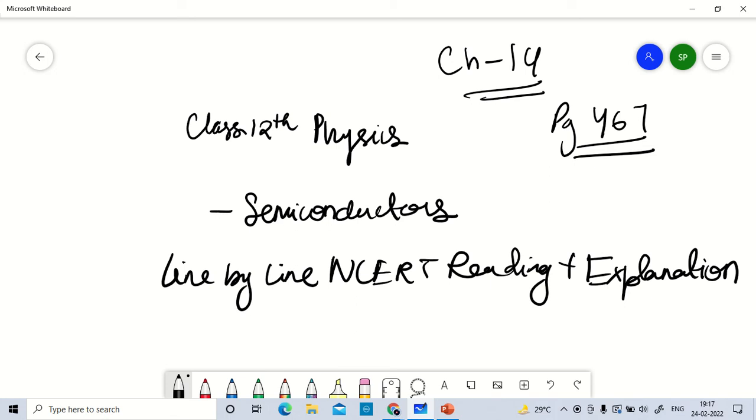Semiconductor Electronics: Materials, Devices and Simple Circuits. Introduction. Devices in which a controlled flow of electrons can be obtained are the basic building blocks of all electronic circuits. So devices in which we can control the flow of electrons are the basic building blocks of all the electronic circuits.